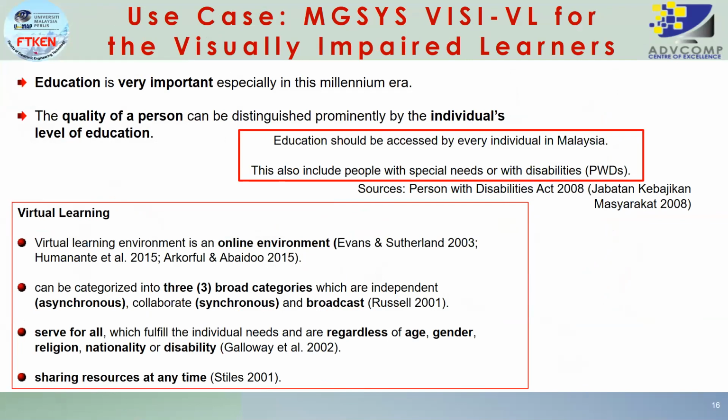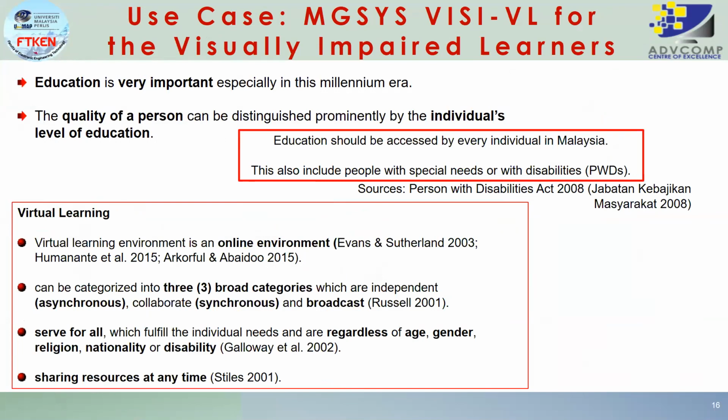Okay, to give a clearer view of the UI and UX design, I would like to give an example as a use case that supports a teaching and learning platform. This system is Maxis VCVL that facilitates the visual impact in virtual learning. Okay, the Maxis VCVL is a voice recognition application system for the visually impaired.